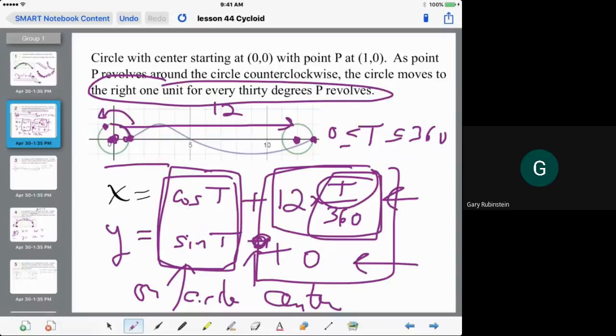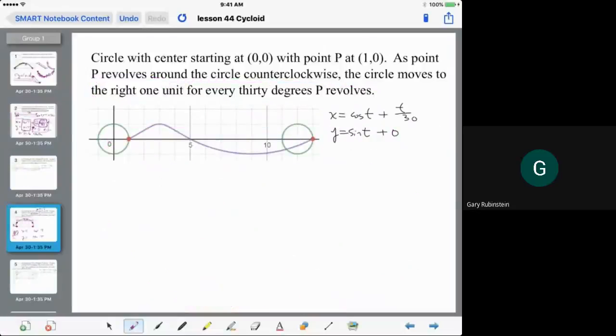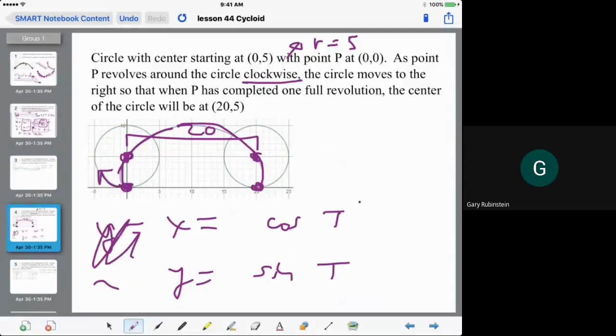that means it moves 12 units altogether, and 12 times t over 360 will accomplish that. When t is 0, it won't have moved at all, and when t is 360, the center will have moved 12 units. And then we got to this new question. And let me take a look at the comments and see what people think.